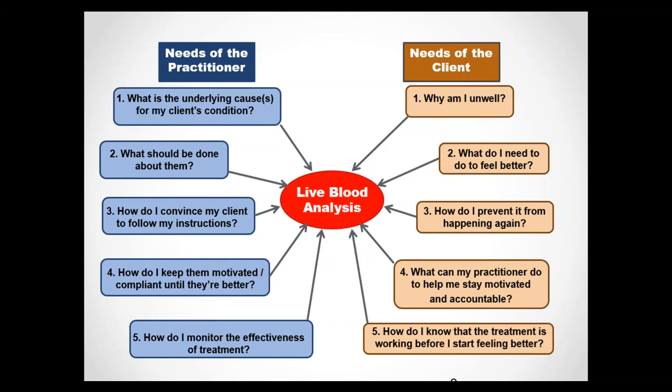Now, all of these needs, both the needs of the practitioner and of the client, are actually covered by live blood analysis, and it's very uniquely suited to cover all these conditions. So we'll be looking at this in more detail now as well.